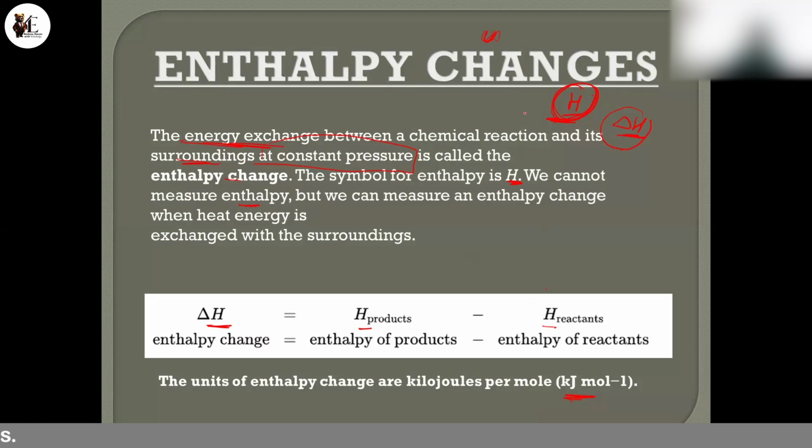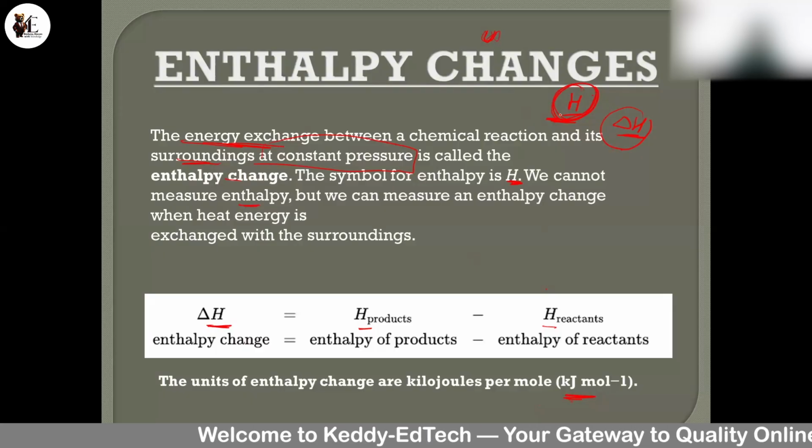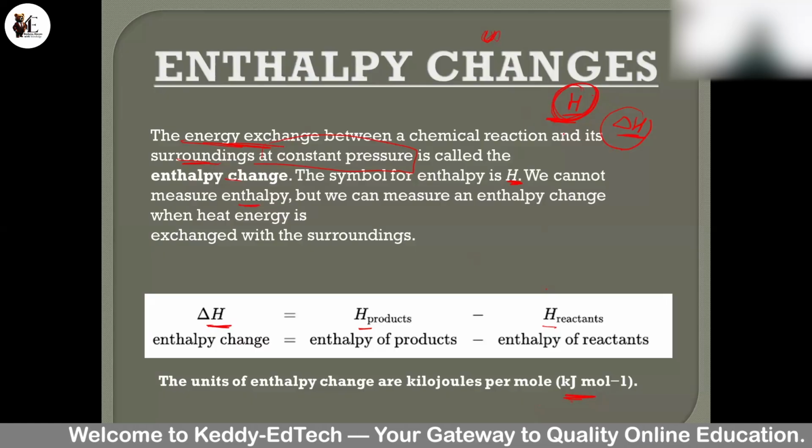Okay, so what is an enthalpy change? It is just the energy exchange between a chemical reaction and its surrounding at constant pressure. The pressure should be constant in enthalpy. So it is known as enthalpy change. Clear? We'll do numericals based on this.